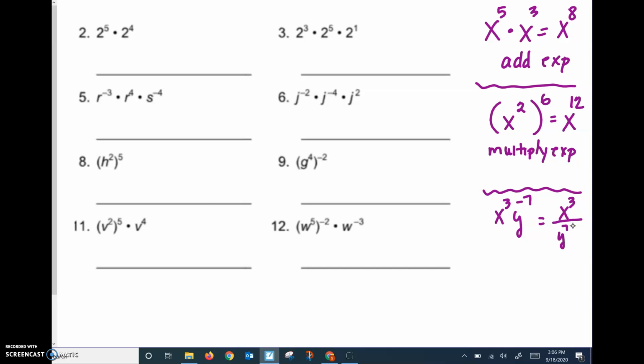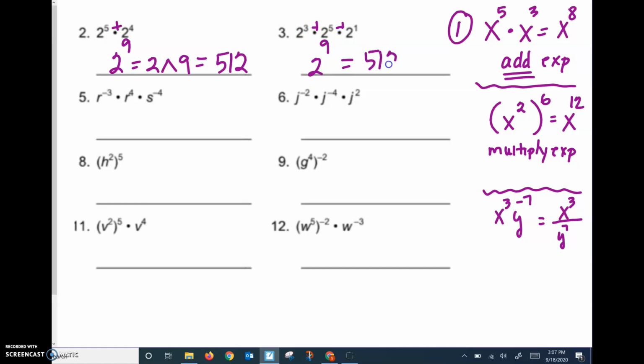All right, so when you look at number 2, number 3, number 5, number 6, they all look like example number 1 up here. And so we are going to be adding the exponents. So 5 plus 4 is 2 to the 9th power. Now you should be able to grab your calculator and do 2 caret 9, and that answer comes out to be 512. In number 3, it's the same thing, so we are going to add our exponents. So 3 plus 5 is 8, plus 1 is 9. Oh, that's 2 to the 9th, same thing. So we'll get 512.